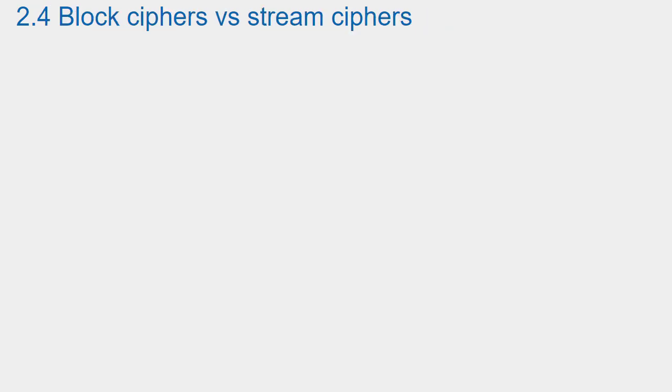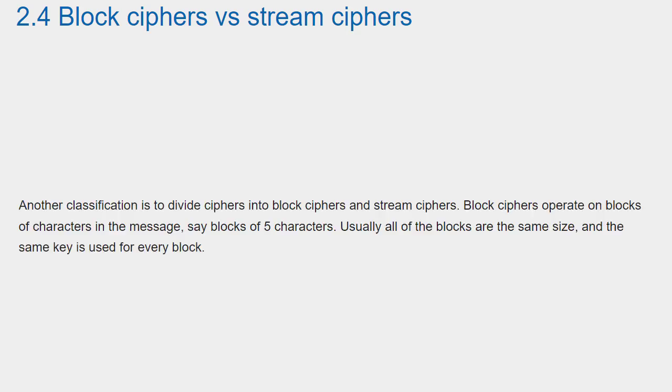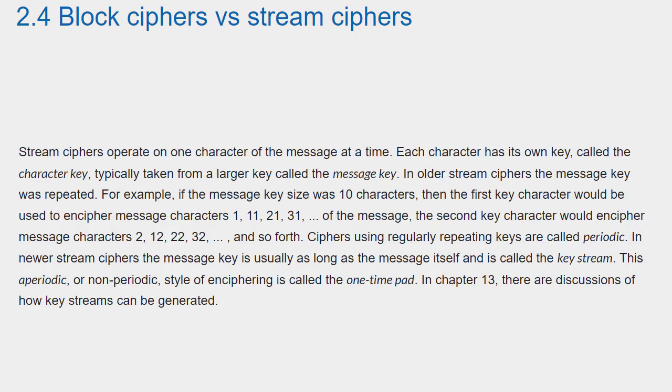Section 2.4. Block ciphers versus stream ciphers. Another classification is to divide ciphers into block ciphers and stream ciphers. Block ciphers operate on blocks of characters in the message, say blocks of 5 characters. Usually all of the blocks are the same size, and the same key is used for every block. Stream ciphers operate on one character of the message at a time.